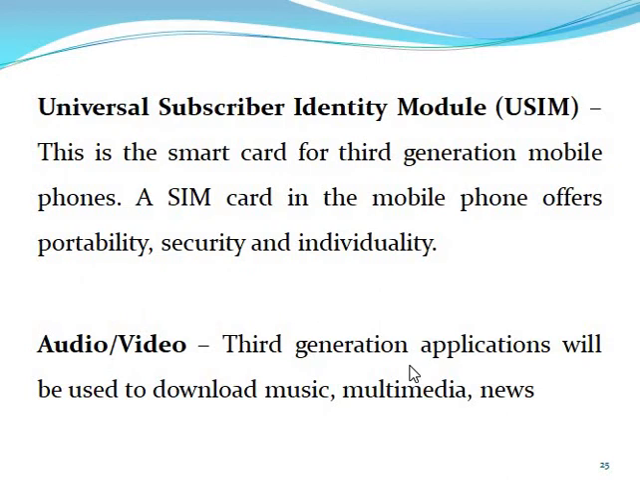Then the Universal Subscriber Identity Module, and then audio and video. This is the smart card for the third generation mobile phone. A SIM card in the mobile phone offers portability, security, and individual identity. This SIM card is used only for 3G, and with a 3G-supported phone you can communicate to any server or any system. Audio and video in third generation applications let you download music, multimedia, and news, or use any communication.